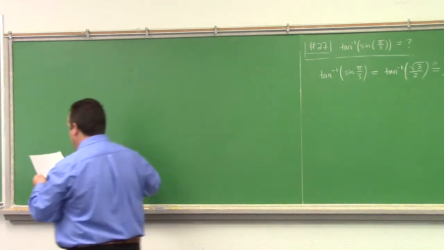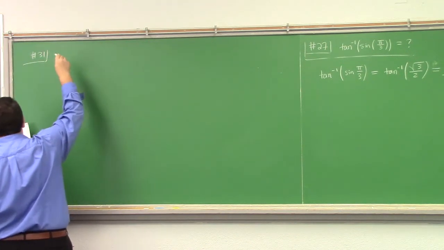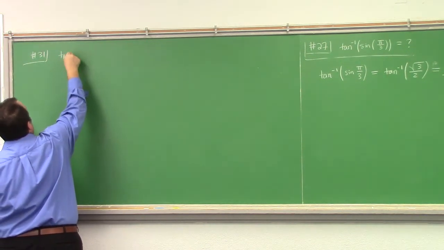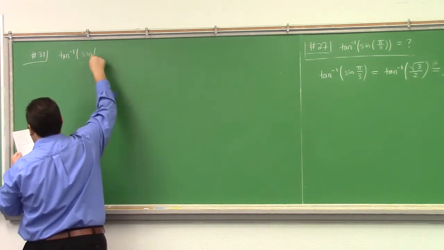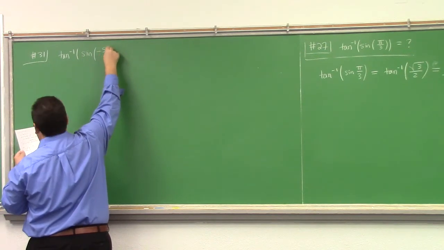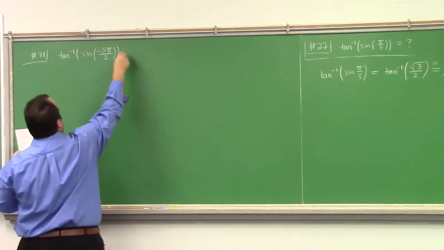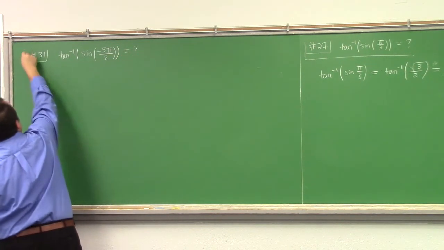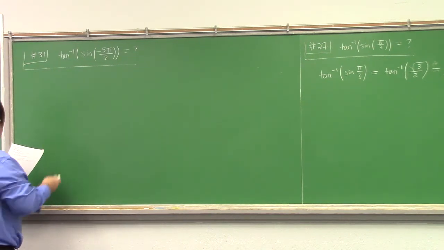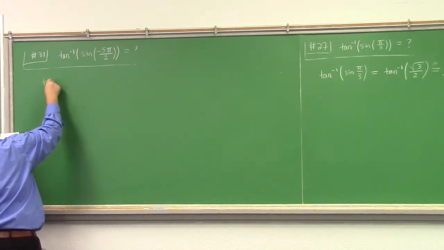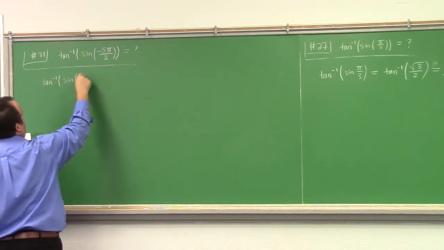This is number 31. All right, we're supposed to find the inverse tangent of the sine of minus 5 pi over 2. So let's think about this one. We're looking at inverse tangent of the sine of minus 5 pi over 2.